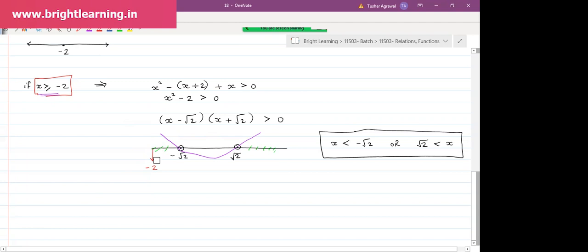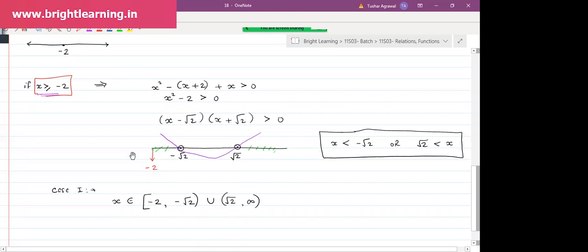So the combined answer in case 1. Case 1, combined answer is x belongs to, greater than or equal to minus 2 and up to negative root 2, and negative root 2 strictly less than, union root 2 strictly greater than, up to infinity. This is the first case scenario.